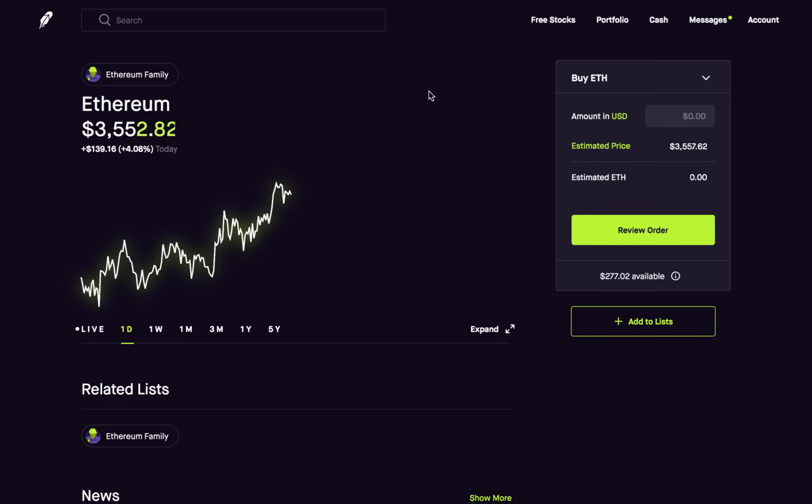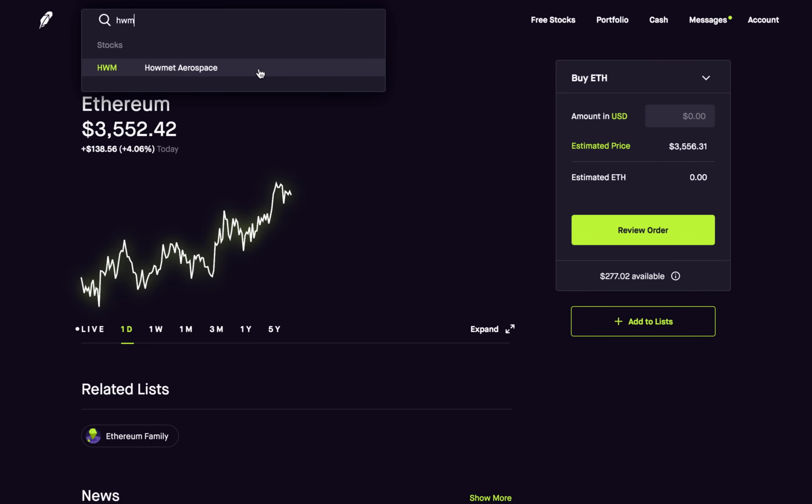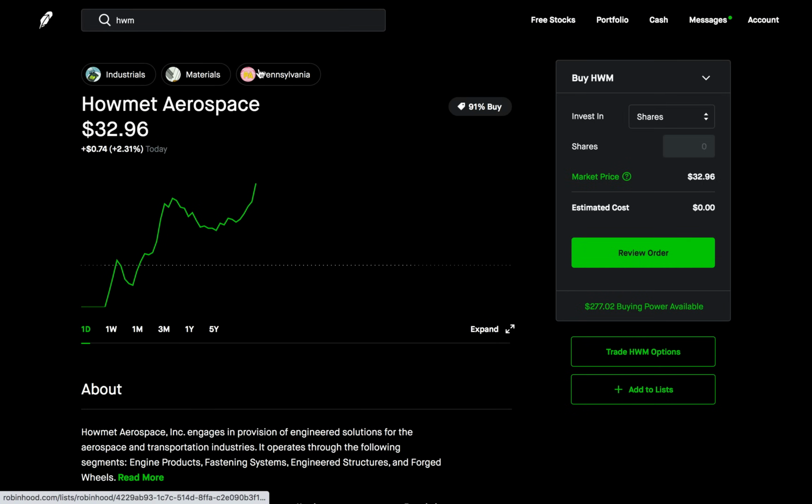And so for the demo here, I'm going to use HWM. This is a stock I literally found today. Again, this is just an example of a trade. Please don't copy this exact trade. This is just an example. So here we are on this stock.